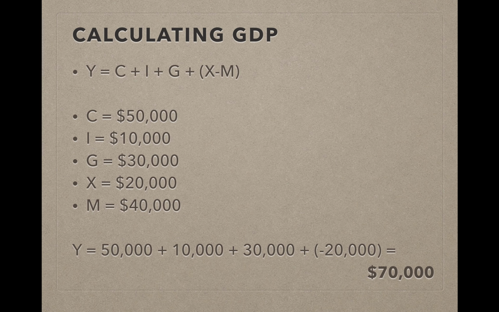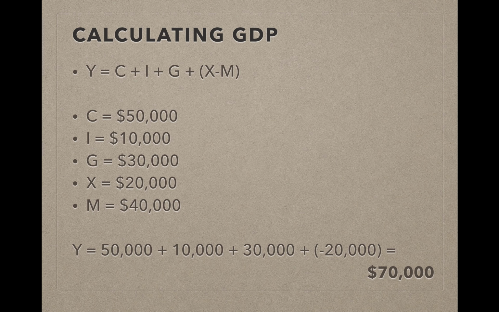So for example, if my consumption was $50,000, my investment spending was $10,000, my government spending was $30,000, my exports was $20,000, and my imports were $40,000. You can see those numbers plugged in down at the bottom. It's a very simple calculation. You would add everything together.